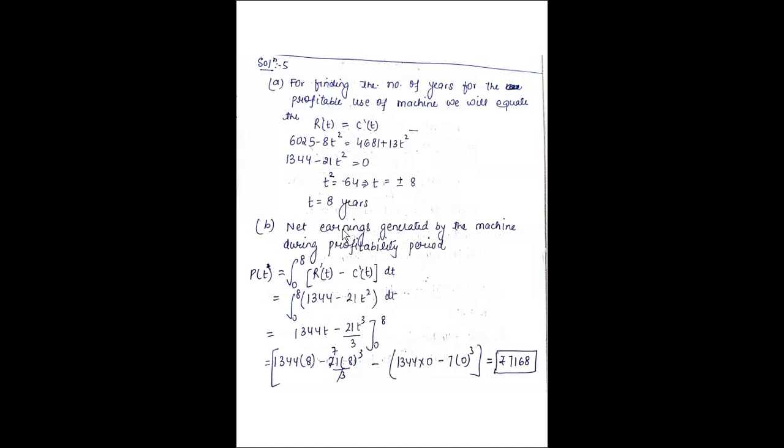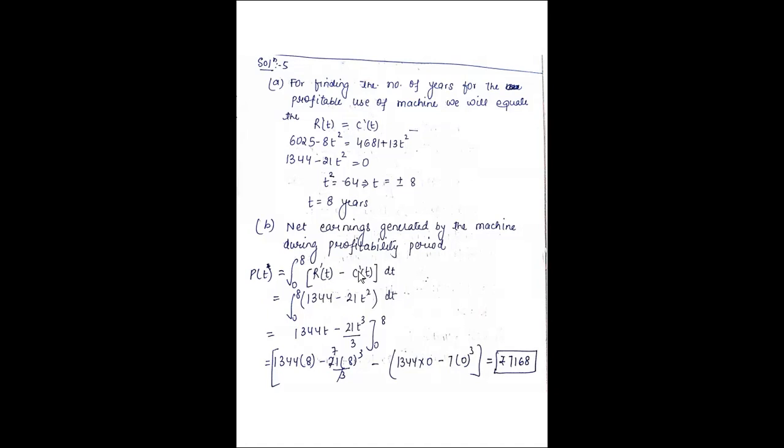Okay. Now net earning generated by the machine during the profitable period. So profit equals what? Actually profit equals revenue minus cost. So to find out the total profit, we have to integrate with respect to t from 0 to 8. Okay, 0 to 8, because we have to find out the time for 8 years. So revenue minus cost. Now these are given.